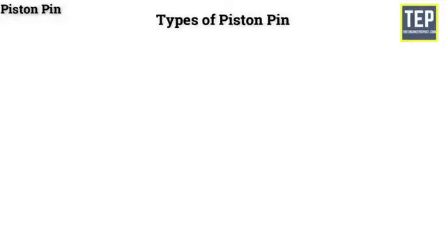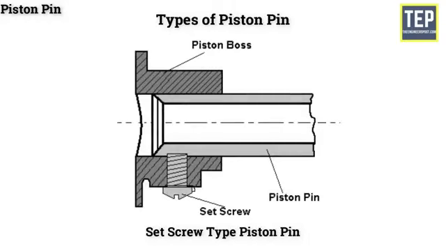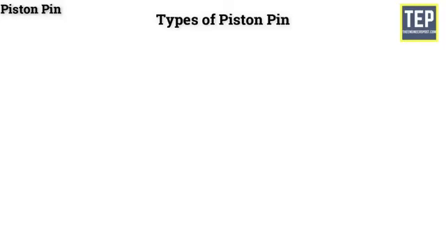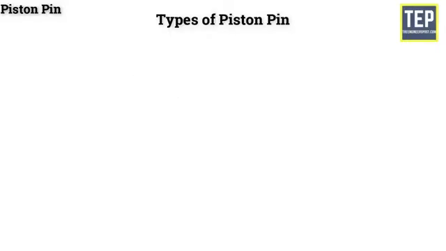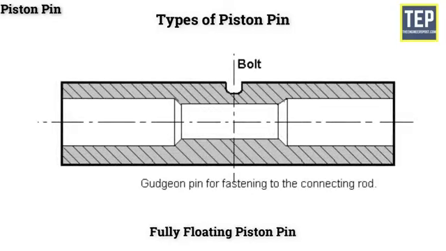Mainly there are 3 types of piston pins available. They are set screw type piston pin. This pin is fastened to the piston by a set screw. Semi-floating piston pin. It is fastened to the connecting rod with the clamp screw. Fully floating piston pin. The pin floats in both the piston bosses and the small end of the connecting rod. It is prevented from coming in contact with the cylinder wall by 2 circlips.